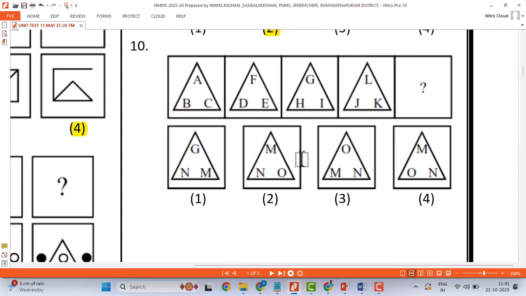Explanation. The clearest pattern is the letter in the central triangle. The alphabetic gap between the letters increases by 1 each time. G to H, plus 1 letter. H to J, plus 2 letters: I and J. J to M, plus 3 letters: K, L, and M. The next central letter must be M. Option 2 is the only one with M in the center.